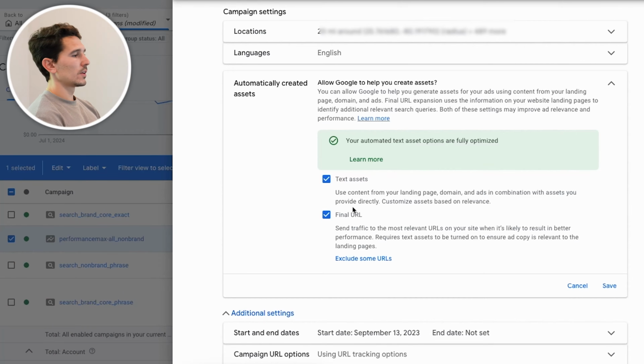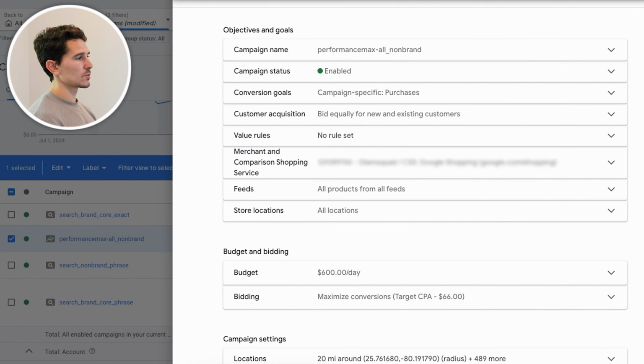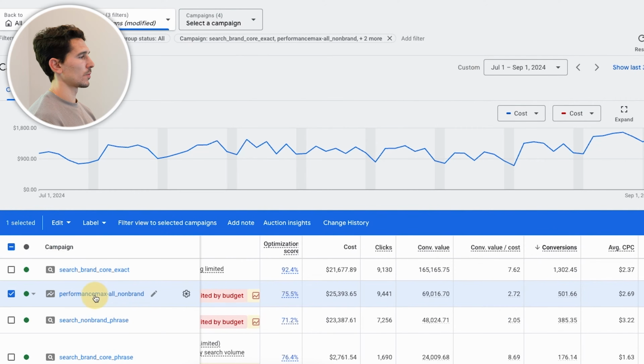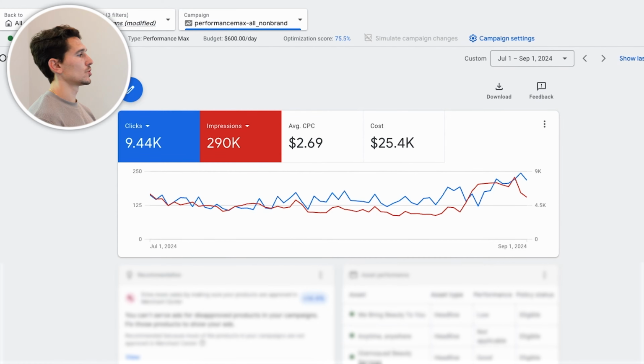You could use it. Finally, for final URL, this is something I always recommend you select. So for final URL, sending traffic to the most relevant URLs on your site when it's likely to result in better performance. Really, this is just making sure that people go to the right landing page. Always recommend it. Then as we actually drill into this Performance Max campaign, there's a lot to unpack here.